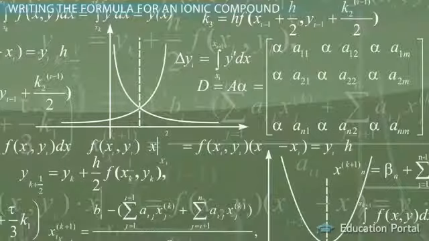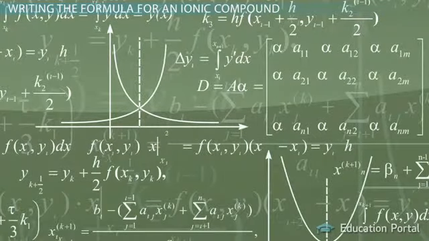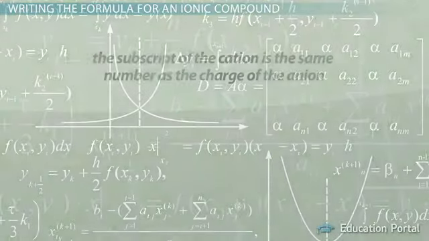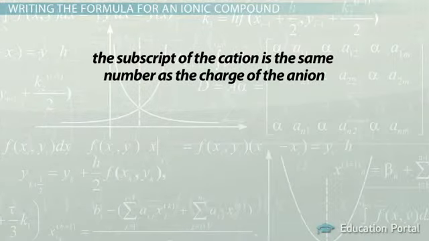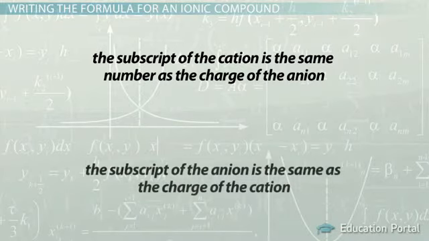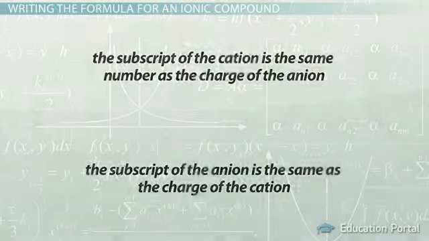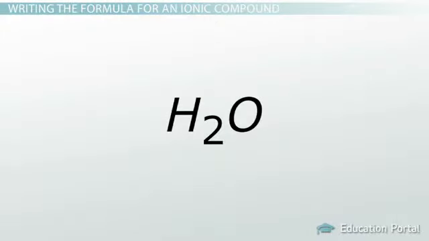To write the formula of an ionic compound, remember this general rule. The subscript of the cation is the same number as the charge of the anion, and the subscript of the anion is the same as the charge of the cation. Please note, though, that the subscripts never have a positive or negative sign written with it.